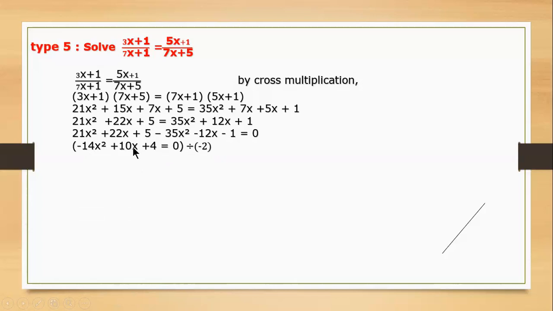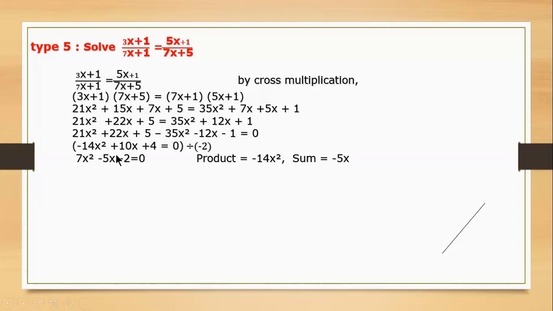Now, if you see, all the coefficients and the constant are divisible by 2, isn't it? So they are the multiples of 2. So we are dividing the equation by 2, but why is this minus taken? Because we don't want the first term of the equation to be negative. So we will divide the entire equation by minus 2. So if you divide it, we get 7x square minus 5x minus 2 is equal to 0.